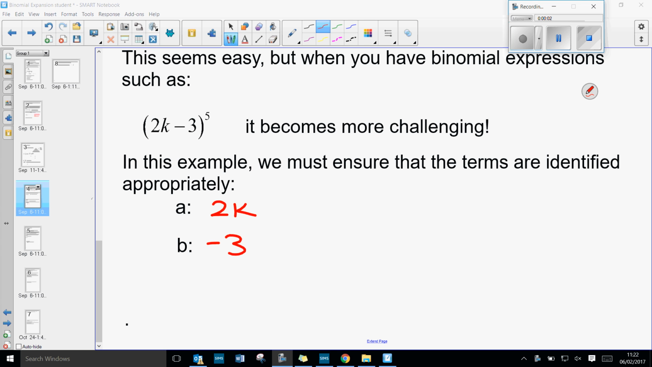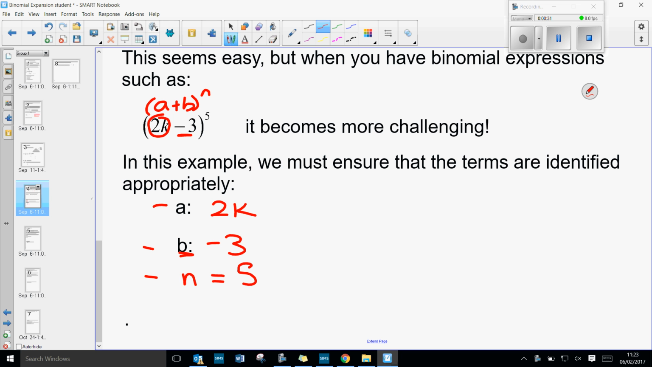So there was a query as to why I wrote this. We're used to seeing (a + b) to the power n in our general formula, our general rule. In this case, a is actually 2k and b is minus 3. And we could also add n here. What would n in this case be? 5. Okay, so these are the three pieces of information we need when we're expanding using the binomial expansion.